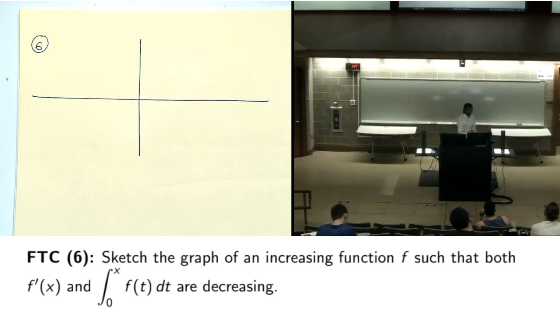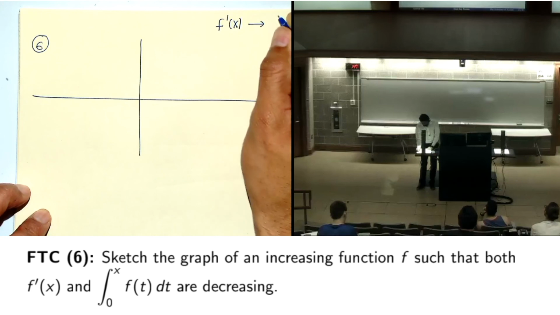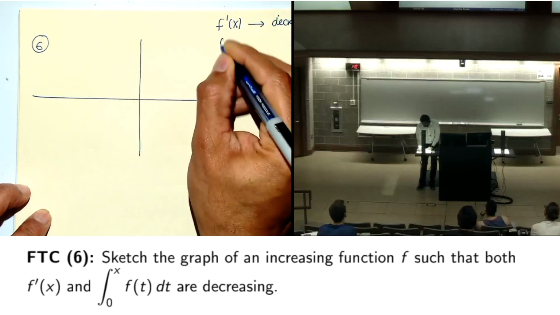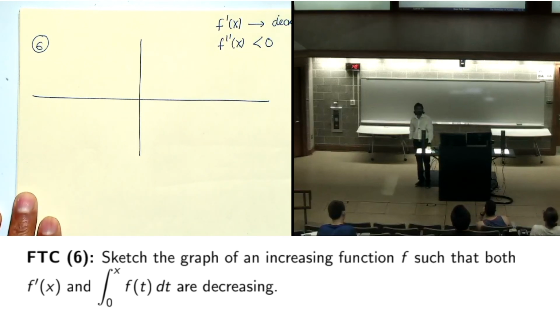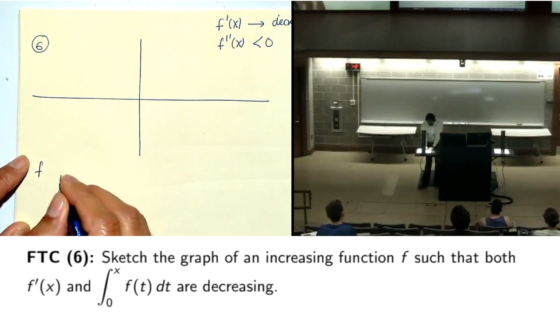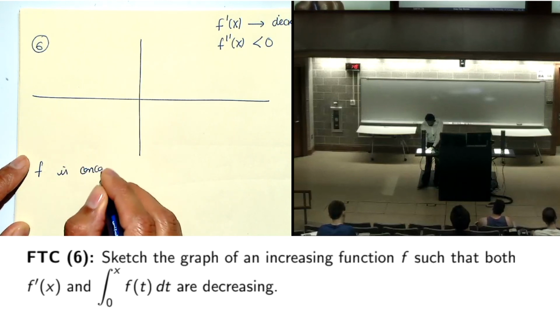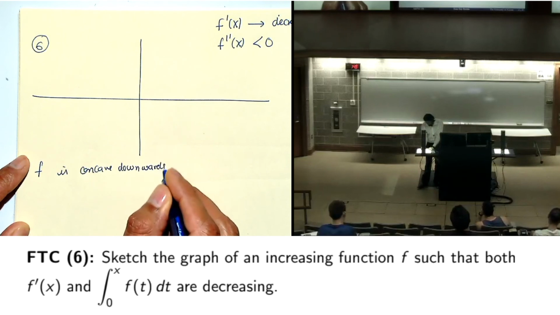Second thing is, f prime is decreasing. If f prime of x is decreasing, it means f double prime of x is negative. Is that correct? If the double prime is negative, it means the function is concave downward. So one piece of information is that f is concave downward.